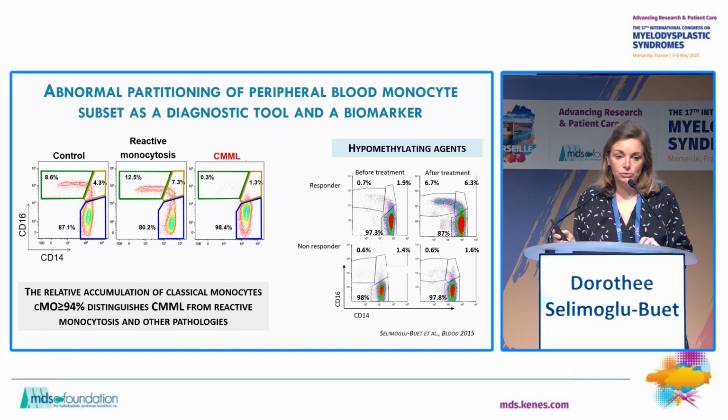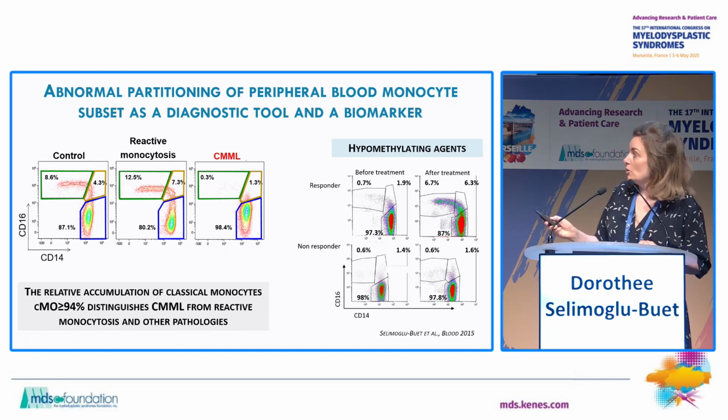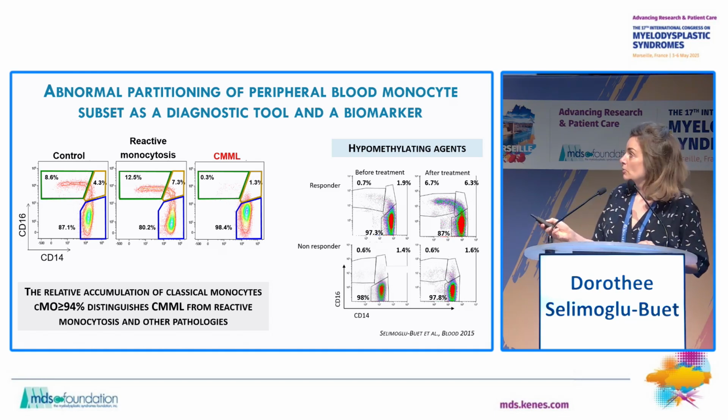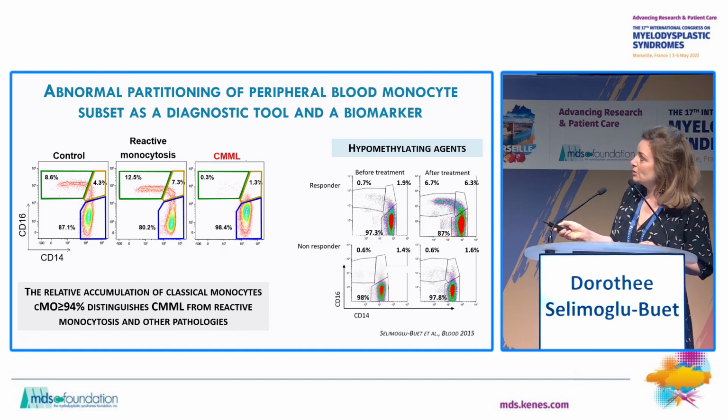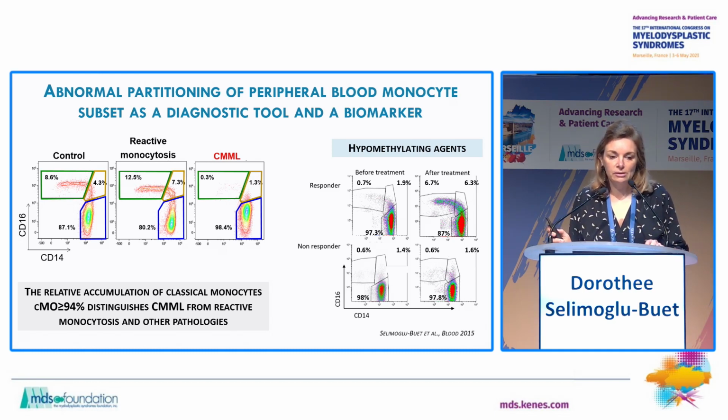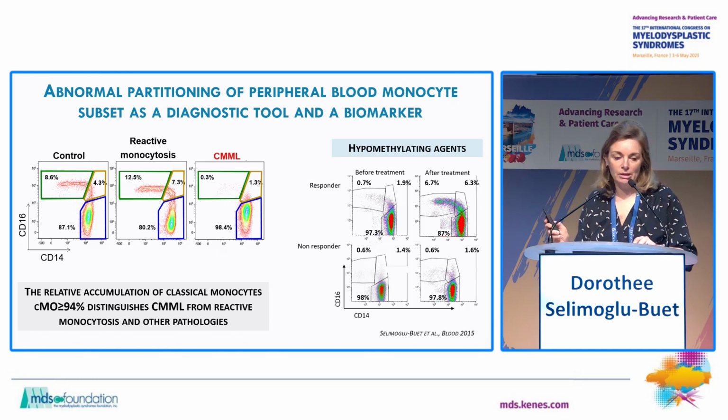And compared to control and reactive monocytosis, we demonstrated that in CMML we obtained that kind of profile with an accumulation of classical monocyte at the detriment of the 2 other populations. And this was specific to the CMML samples that we have tested and led us to propose a new criterion for CMML diagnosis based on a relative accumulation of classical monocytes above 94% of the total monocyte count.